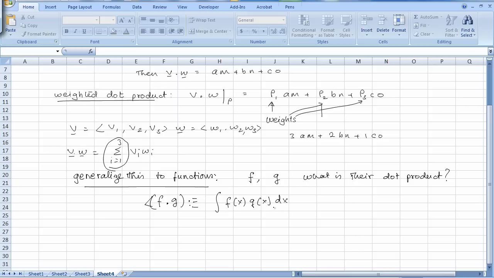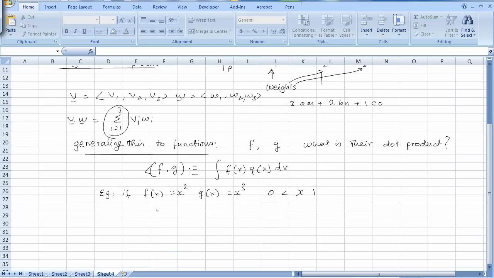You're with me? So for example, if f of x is x squared and g of x is x cubed, and x lies between 0 and 1, then f dot g is the integral from 0 to 1 of x squared times x cubed dx, which is the integral from 0 to 1 of x to the 5 dx, which is x to the 6 over 6 from 0 to 1, which is 1 over 6. That's the dot product.